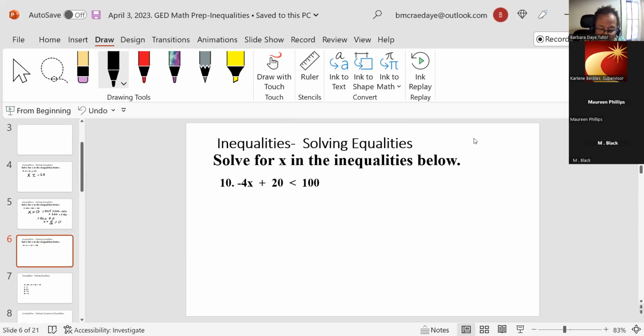It's 4x minus 4x plus 20 less than 100. What is x? So let me put here, you tell me what to write. X is... Mercedes, you want to tell me what to write? X is greater than.